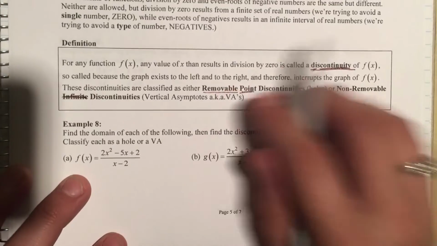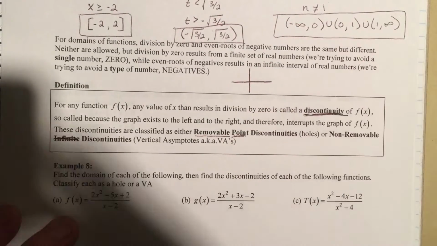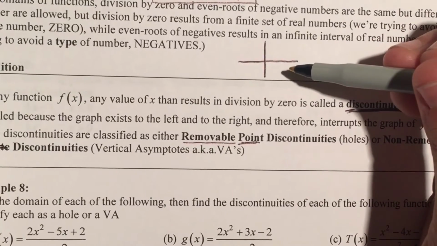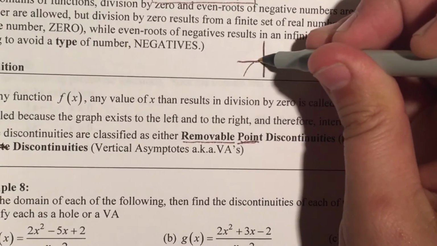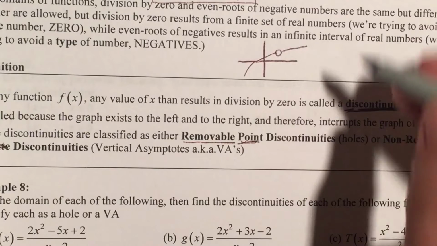So let me draw a little graph up here. So if you've got a graph, okay, and let me zoom in a little bit, and let's say that you've got this function, right? Your function's coming along, and all of a sudden, there's a hole, and all of a sudden we keep on going, right?